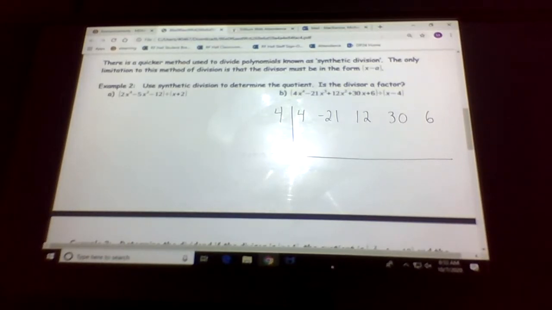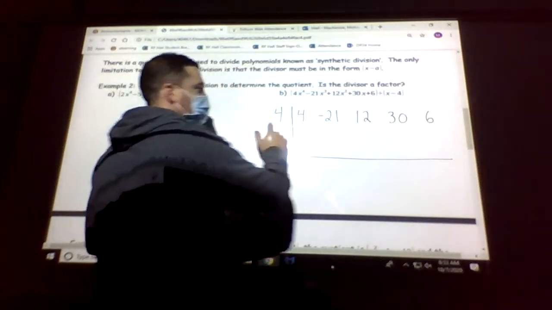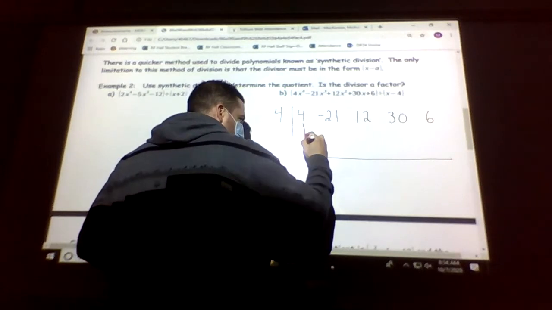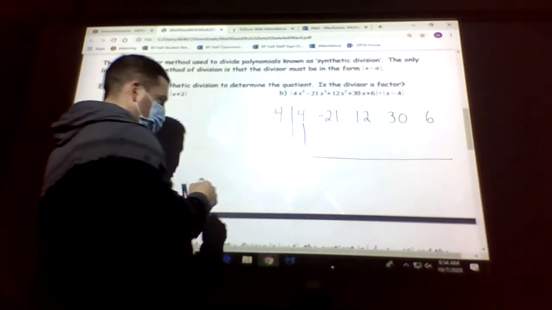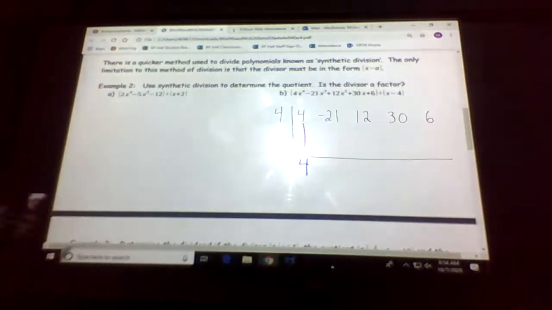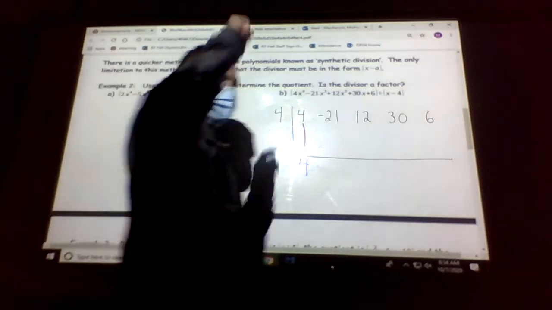Okay, this is what's going to happen. The first step, we're going to take these numbers and divide them by 4. Okay? But the first one is this. We're going to move the 4 down. So we're going to have an answer of 4 here. It only happens for the first number. Actually, we're not actually dividing. You'll see. So the first number moves down.